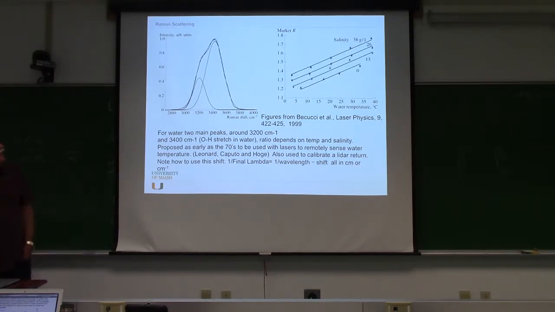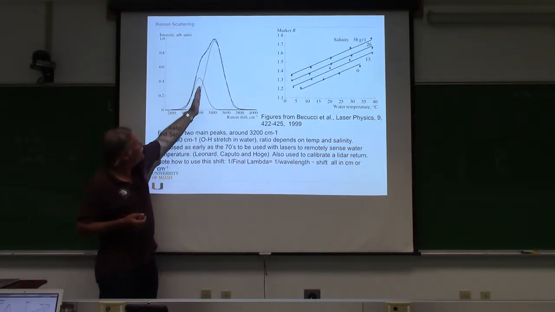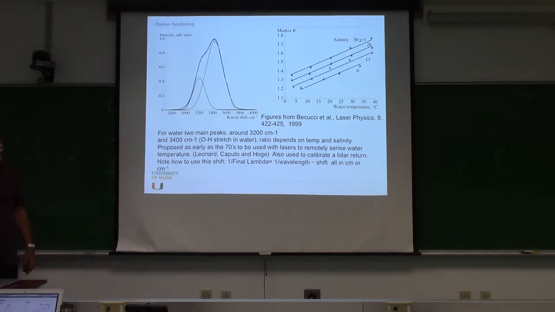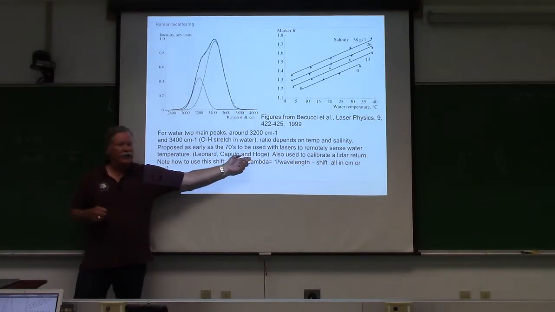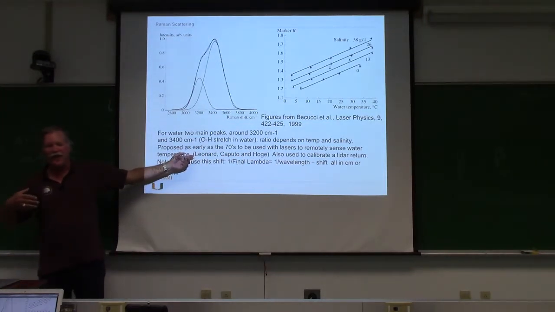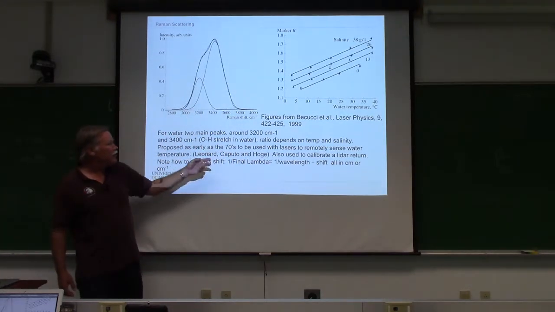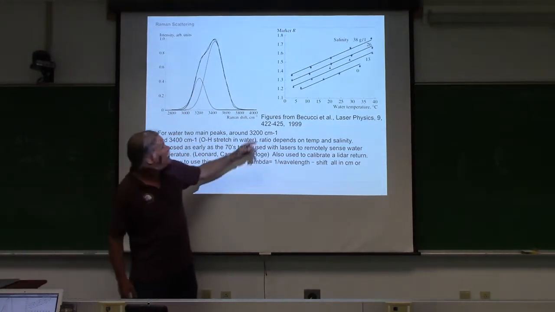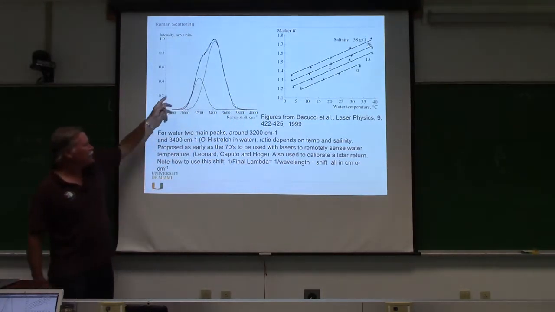So here's Raman scattering made up of two peaks, a peak here at 3200 and another one a little bit larger. The ratio between the peaks is a function of the temperature of the water. As early as the 70s, Leonard, Caputo and Hoge, who were leaders in LIDAR remote sensing in the ocean, talked about using the ratio between this peak and that peak to determine water temperature. And that's showing you water temperature versus this ratio between the two.